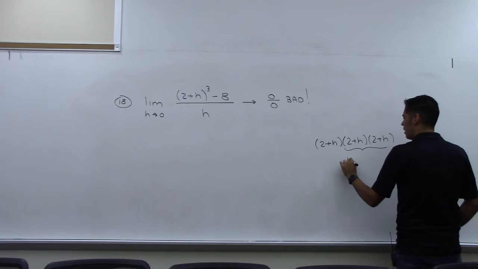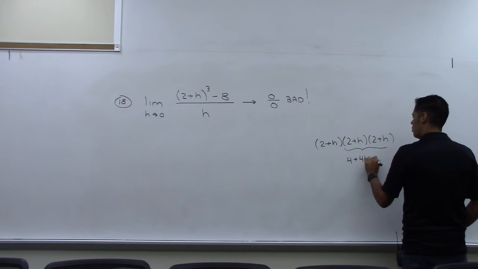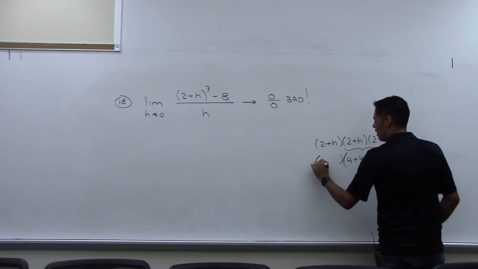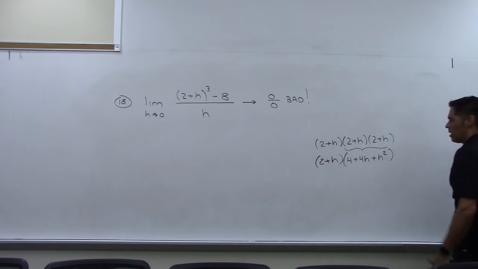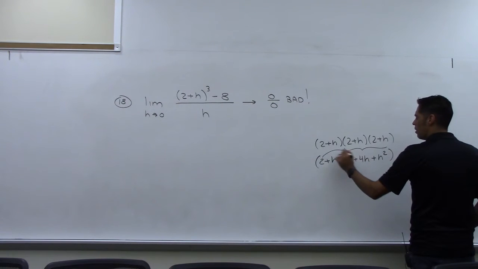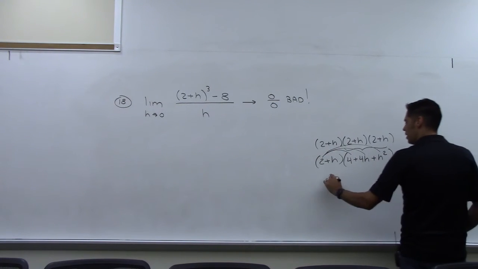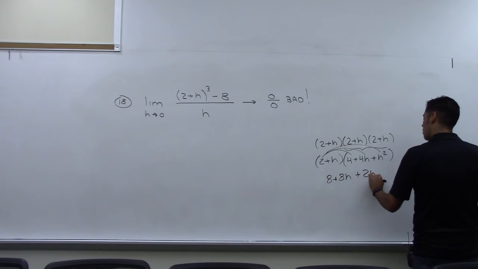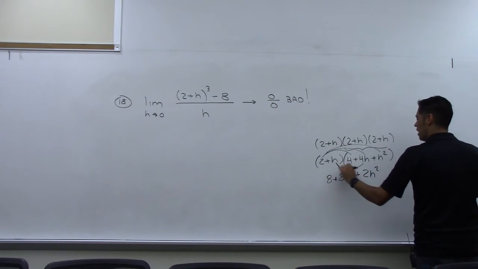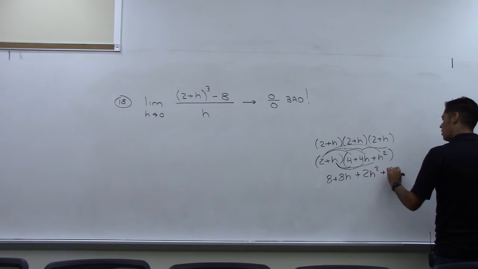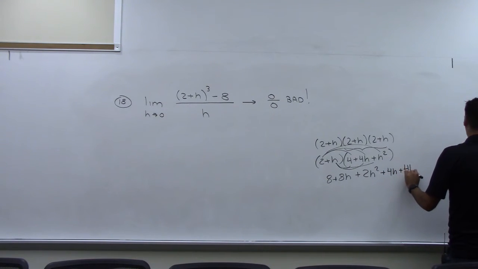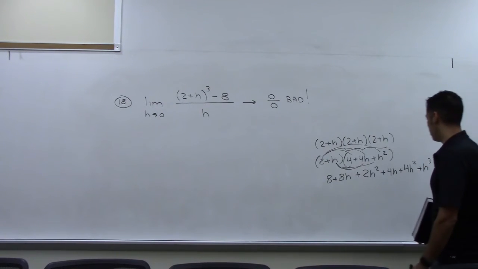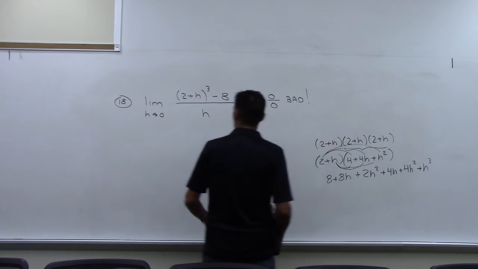You do these two together, you get 4 plus 4h plus h squared. That's what happens when you multiply those. Then you multiply by 2 plus h. I guess I'll just take it all the way. And then you go through like this. Okay, so you get 8 plus 8h plus 2h squared. Then you go through with this h, so plus 4h plus 4h squared plus h cubed. And then you collect all your like terms together, and I'll put it in descending order.